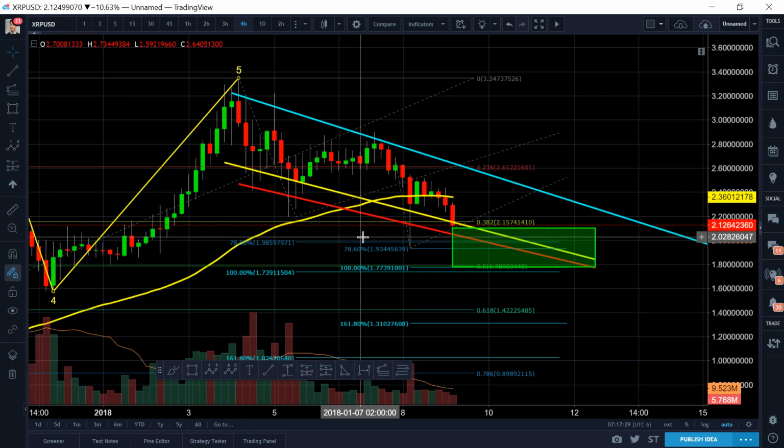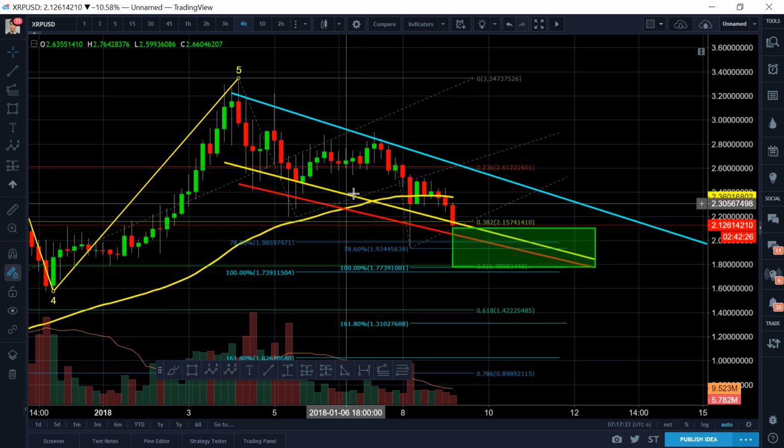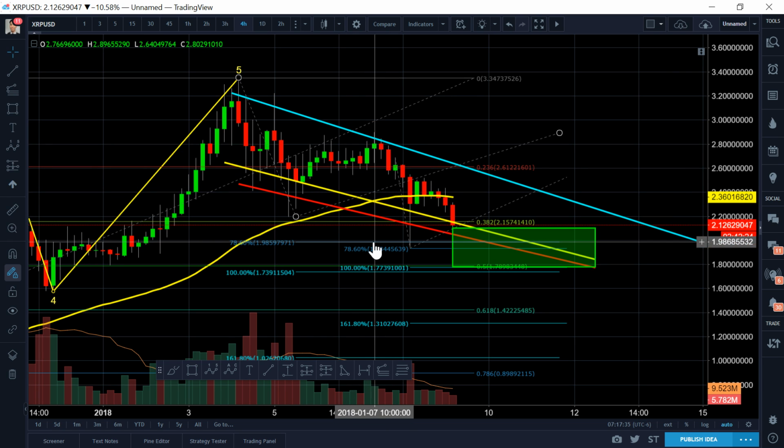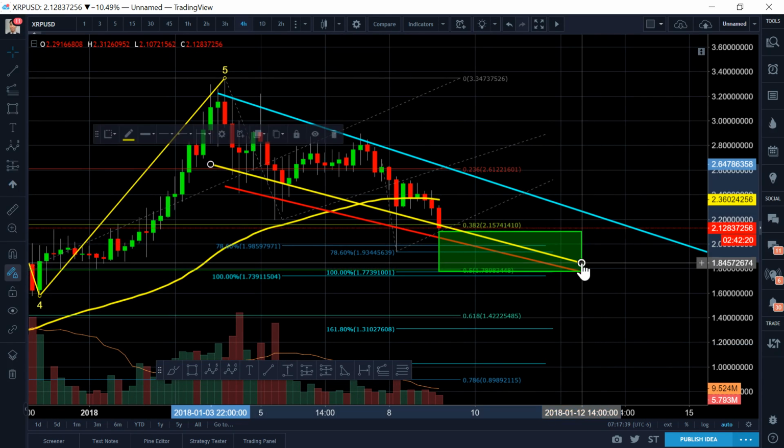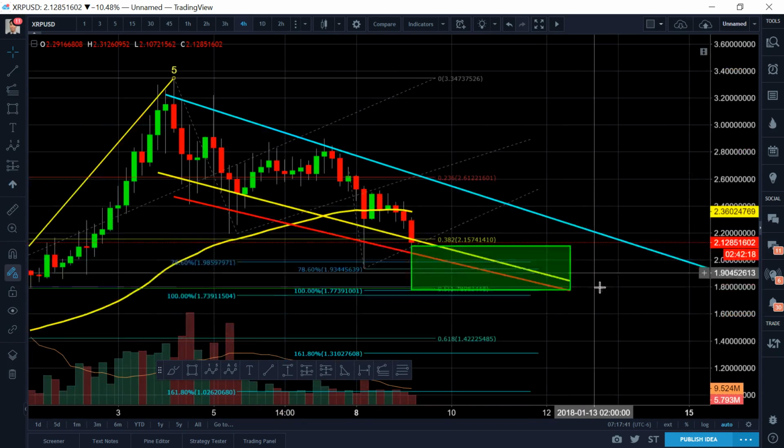There's more people who do it manually, for example, like myself, right? So anyways, that's why we see these massive wicks. It's not just weak hands selling off, it's people getting liquidated and stop losses. So I'm gonna be patient.